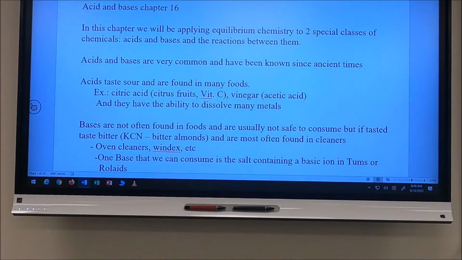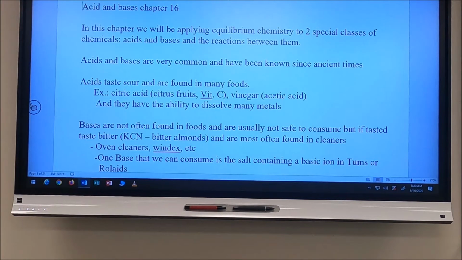Welcome to Chapter 16. In Chapter 16, we're going to take our knowledge of equilibrium chemistry and apply it to acids and bases. So in this chapter, we're going to look at the definitions of acids and bases. We're going to look at applying those definitions with equilibrium chemistry to understand things like pH, hydronium ion concentration, and behaviors of acids and bases.